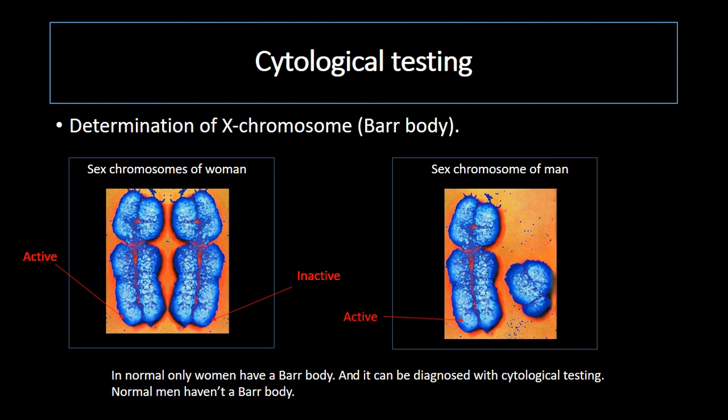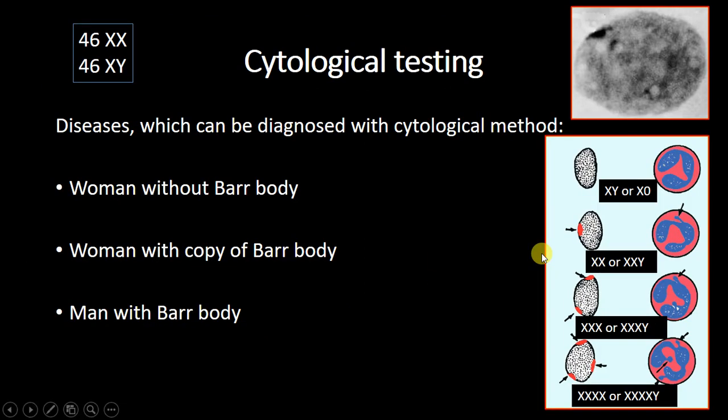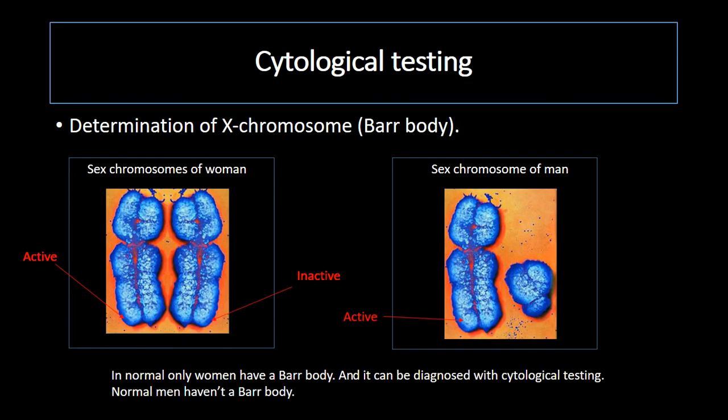You can ask me, are there some tests which can help to determine the Y chromosome? Yes, there are. Some methods can determine the Y chromosome, and this type of testing is called Y chromosome determination. And in normal, only men have this chromosome, and women are without this chromosome. It's simple.